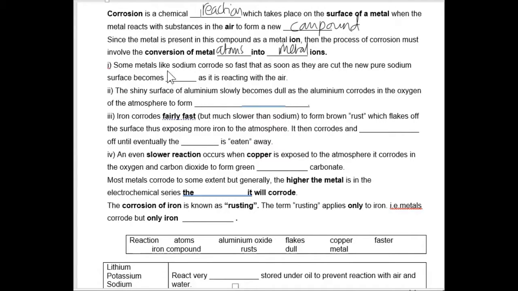Some metals, like sodium, corrode so fast that as soon as they are cut, the new pure sodium surface becomes dull. Watch some YouTube videos to see that. If you've not seen it in your class, it is incredible to see. The shiny surface of aluminium slowly becomes dull as the aluminium corrodes in the oxygen of the atmosphere to form aluminium oxide. Iron corrodes fairly fast, but much slower than sodium, to form brown rust, which flakes.